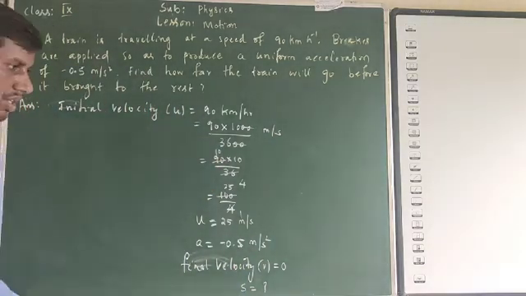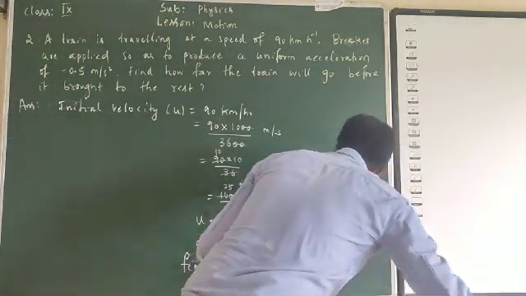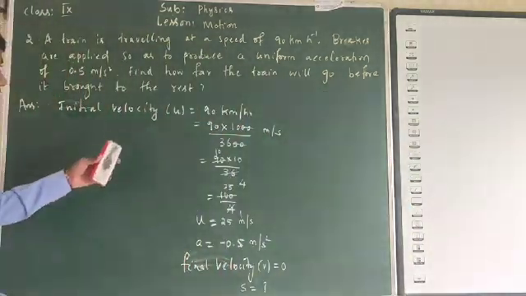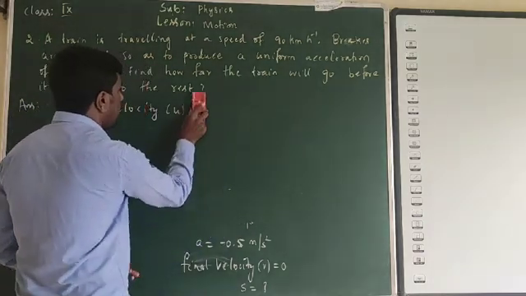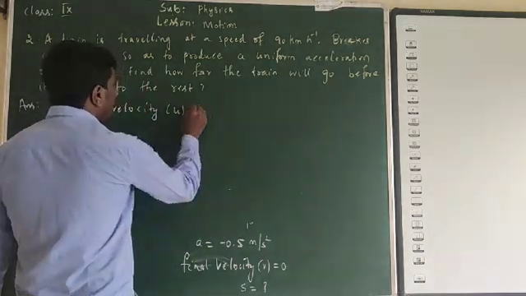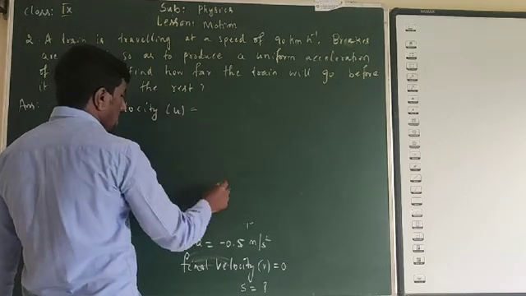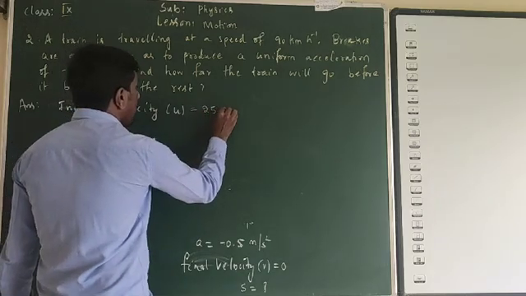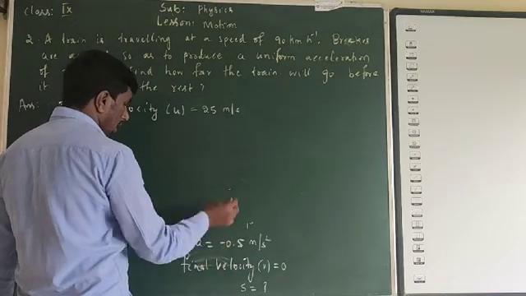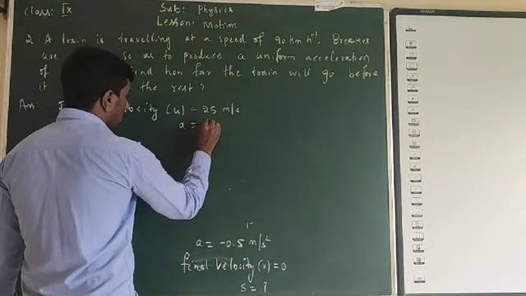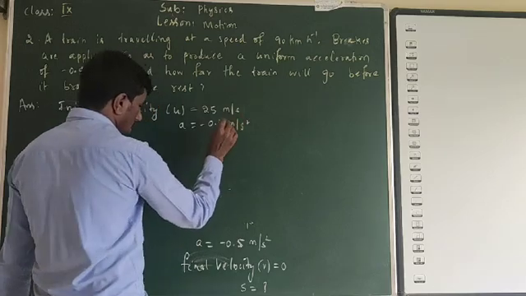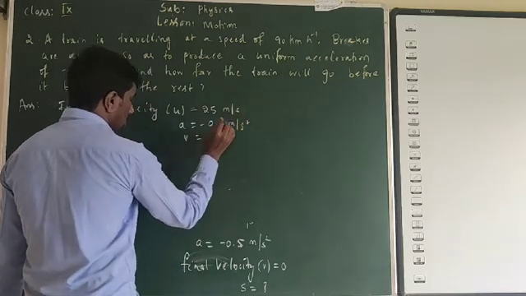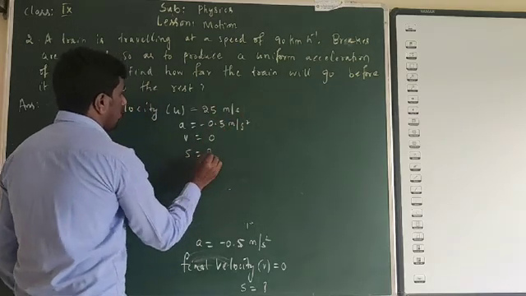So we will write what is given and what we need to find out. What is given? Initial velocity u is equal to 25 meters per second. They have given 90 km per hour, which we converted to 25 meters per second. Then acceleration a is equal to minus 0.5 meter per second square. Then final velocity v is equal to 0. Then we need to find out the distance.